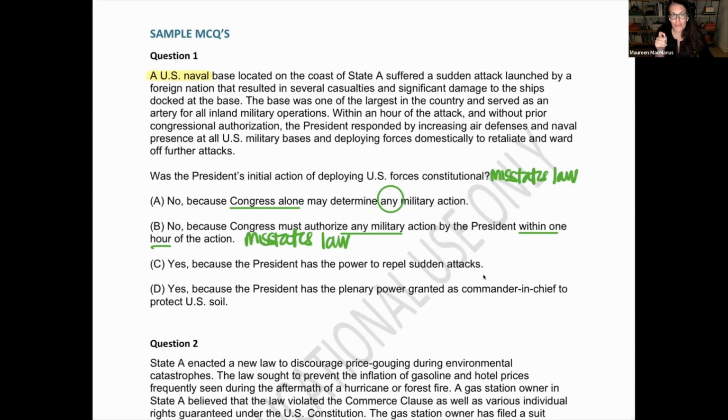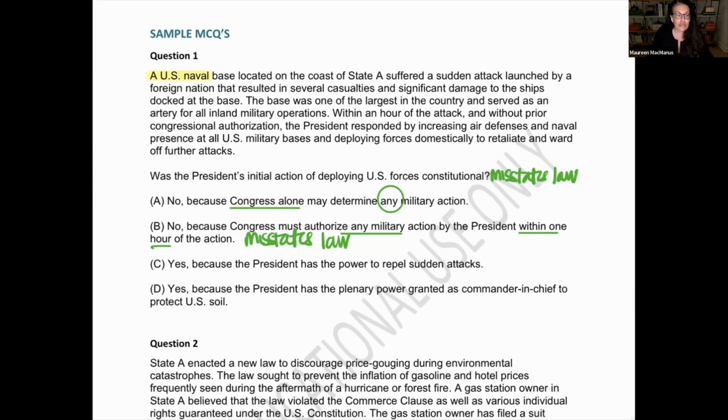And I bet a lot of you were between C and D. So let's look at D. And D says yes, because the president has the plenary power granted as commander-in-chief to protect U.S. soil. D is an overbroad statement.